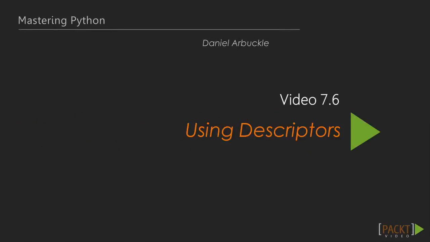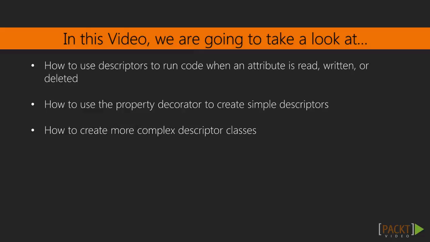7.6 Using descriptors. We're going to see how to use descriptors to run code when an attribute is read, written, or deleted. We're going to see how to use the property decorator to create simple descriptors. And we're going to make a more complex descriptor class that handles network interactions and does other complex behaviors.